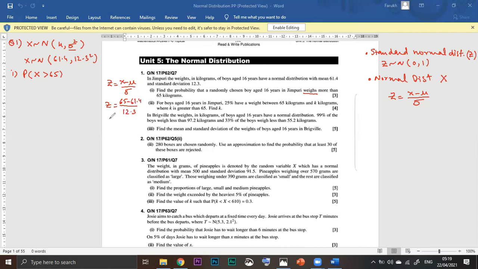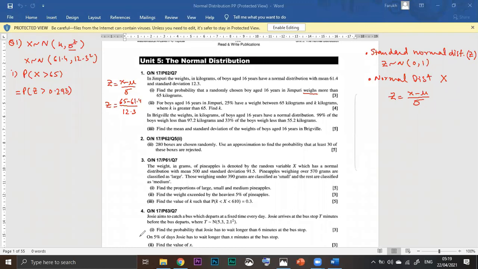And what is the final answer, please? 0.293. This one is the final answer.